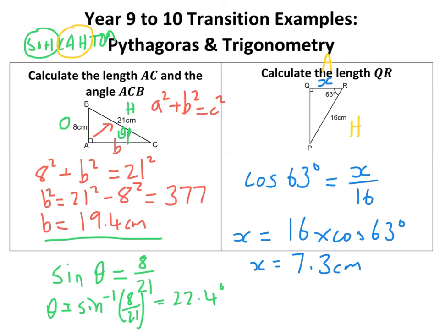Okay, so there we go. Now if it was the other way around, if I was trying to find the hypotenuse, then I would be dividing by cos 63, but I'm not, so there we go. So just be careful and use SOHCAHTOA or however you remember it.